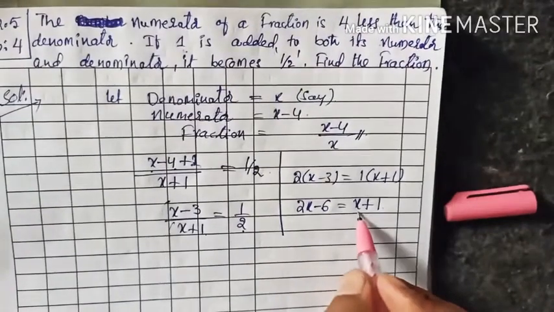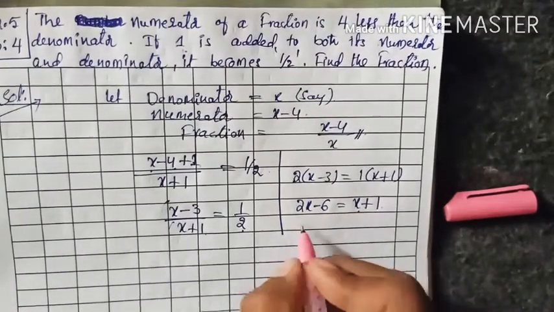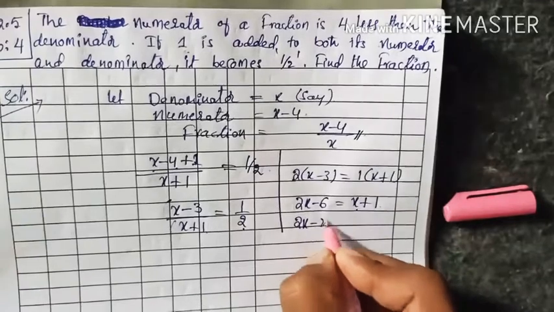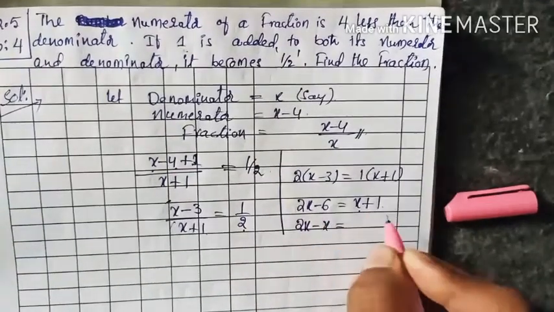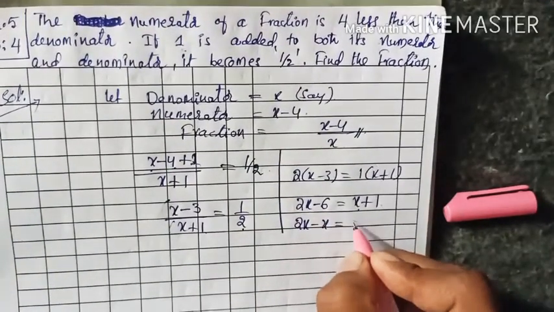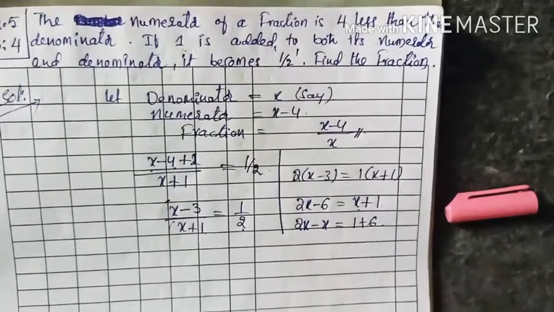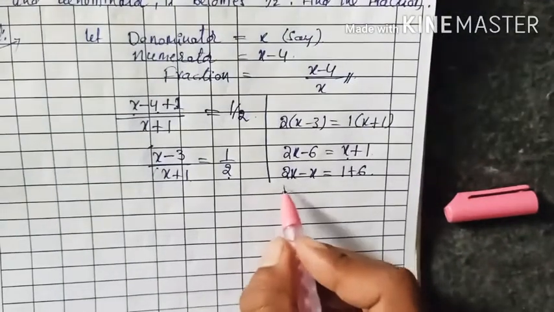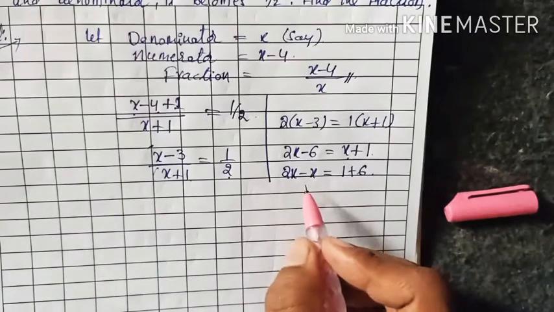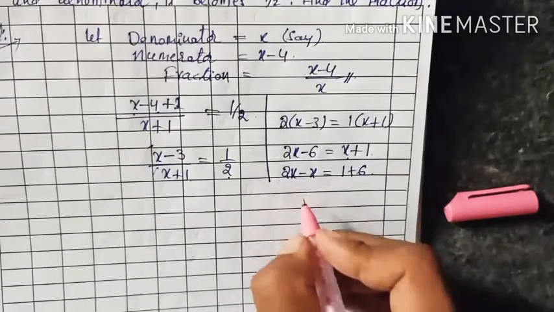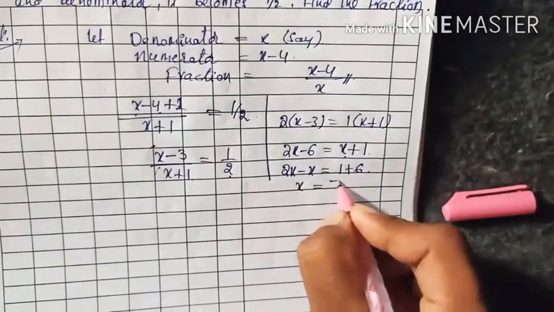Here it is the positive integer. After moving this side, 2x minus x, this is negative integer. After moving, 1 plus 6. 2x minus x, both are different signs, subtraction, 2 minus 1, 1. So x equal to 7.